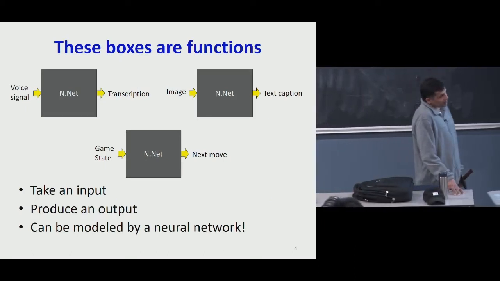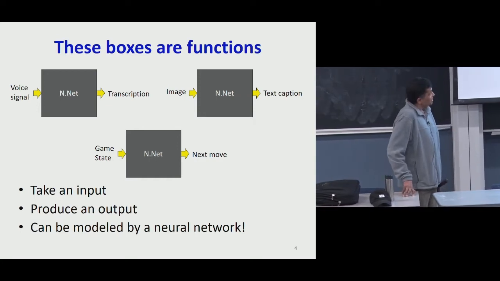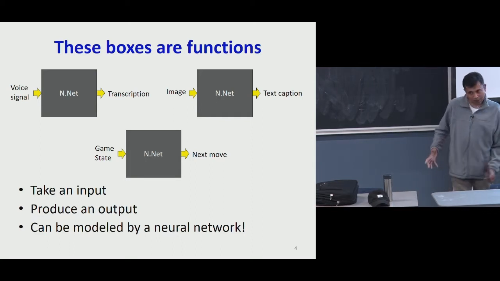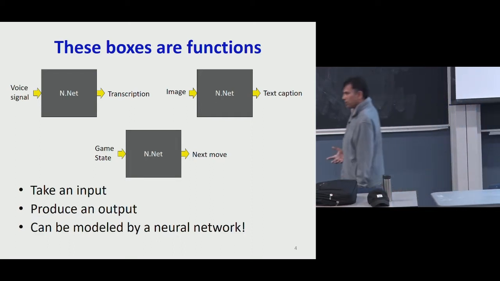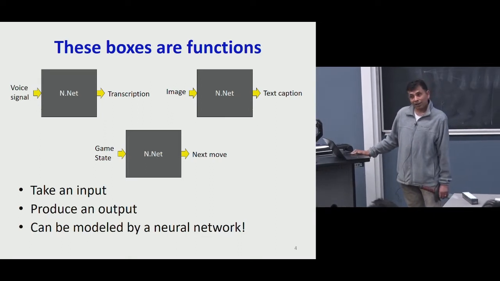So here were all these tasks that we saw: transcribing voice signals, captioning images, playing games, so many other things. In each case, you had this box which took an input. It computed an output. And this box is a function. And because neural networks are universal approximators, they can model any function.